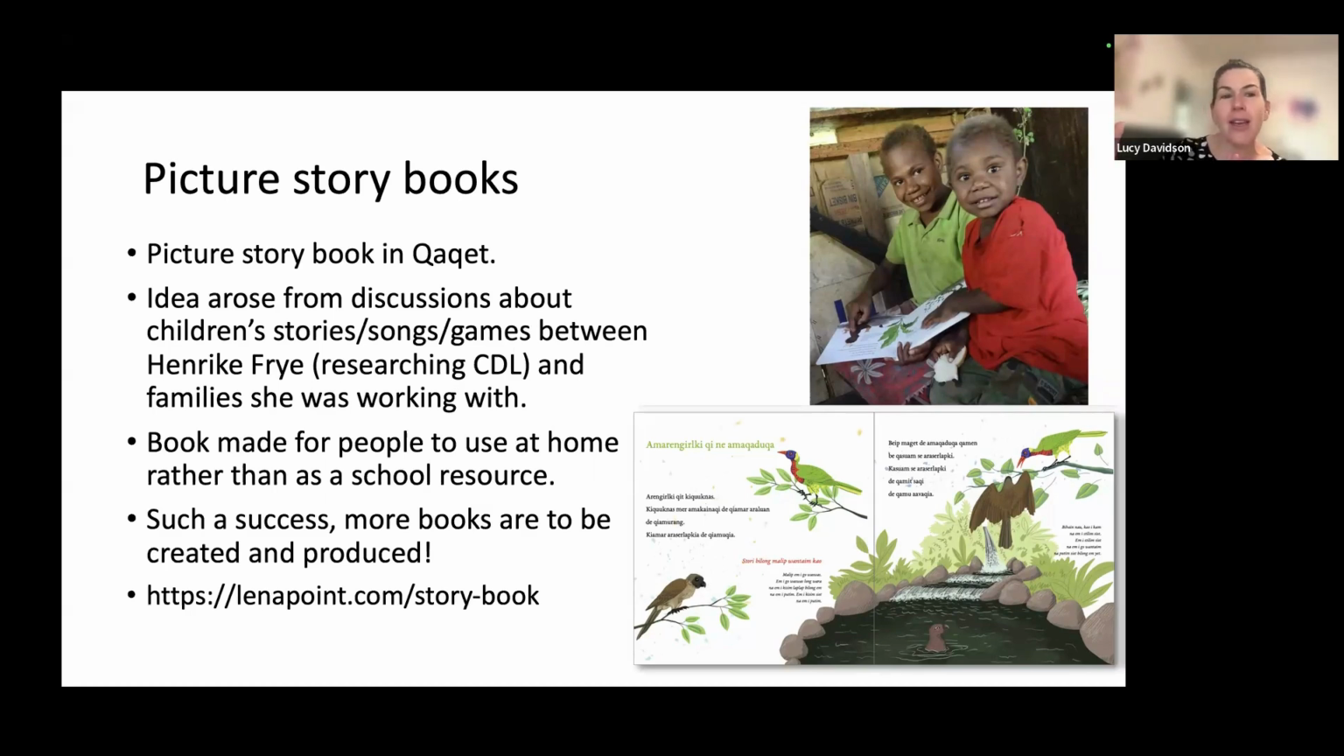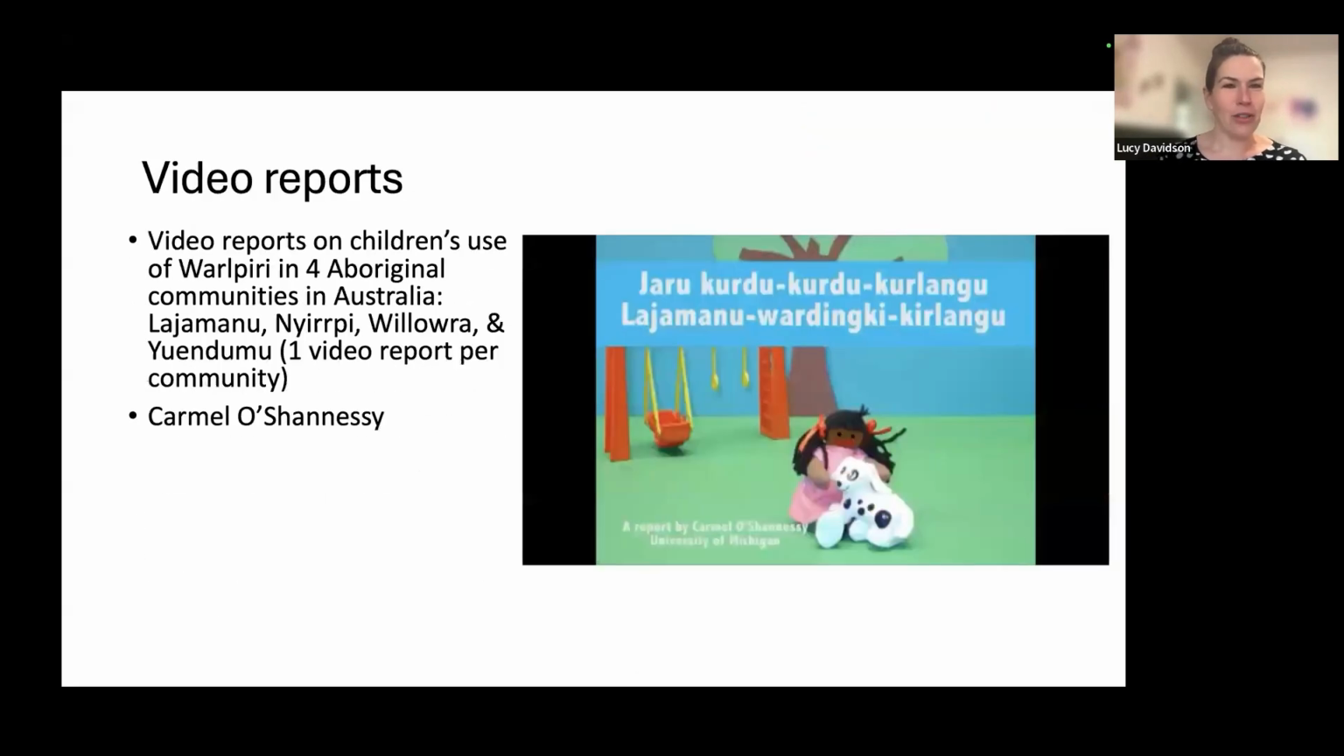It's in the library that I helped crowdfund, so the community now has the book in the library. It's such a success that Birgit and community members are set to create and produce more. So that is a really lovely story and output. Okay, moving on to video reports.